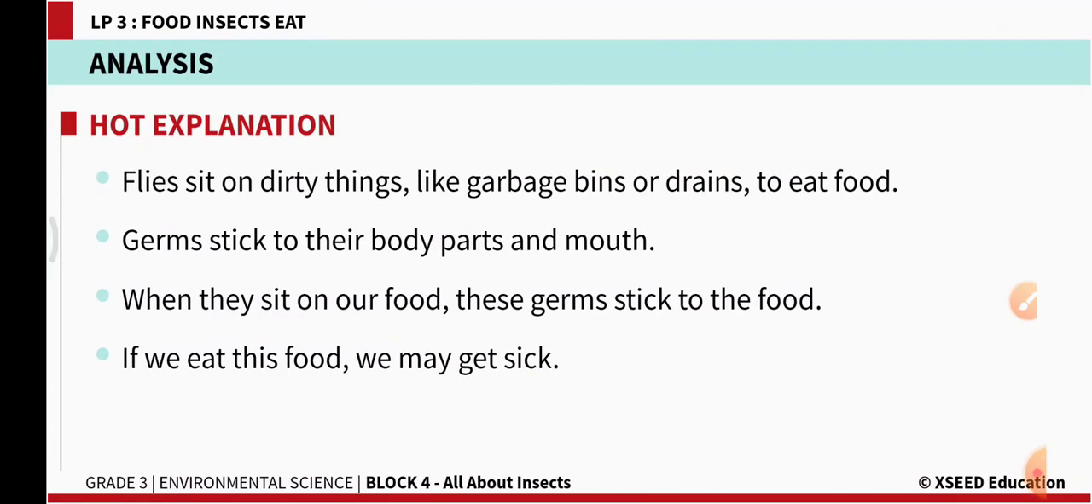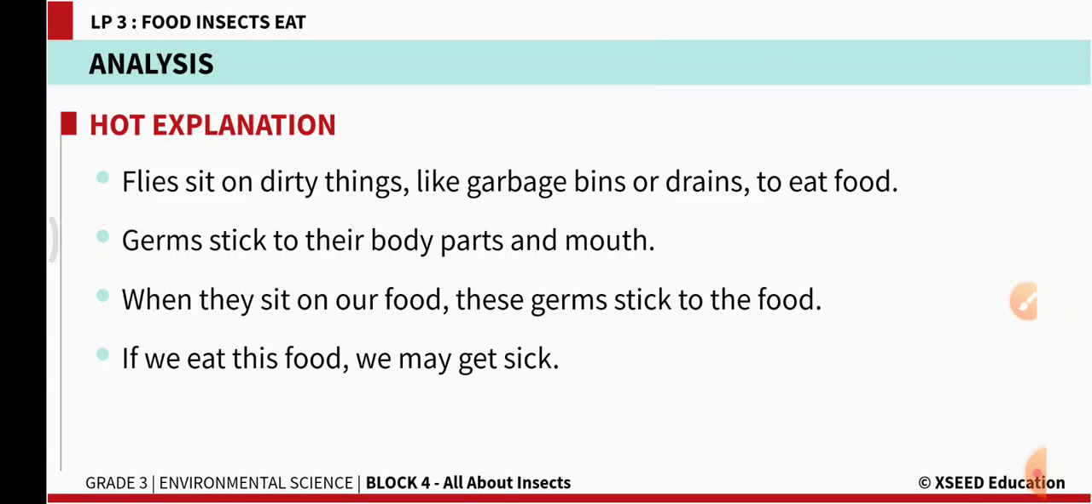Flies sit on dirty things like garbage bins or drains to eat food. So mostly the flies will be sitting on dirty things like garbage bins. All of us know what garbage bins are. We dump all the waste in them. Dirty things are in it. So these flies will be sitting on these.